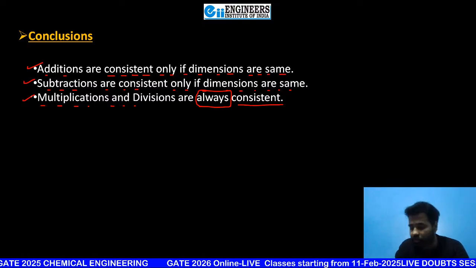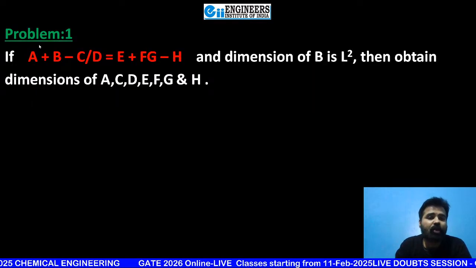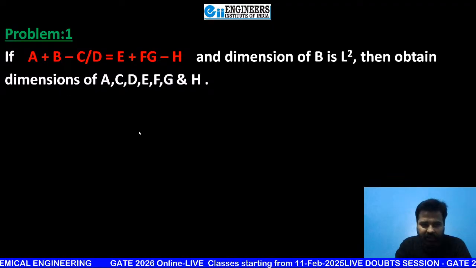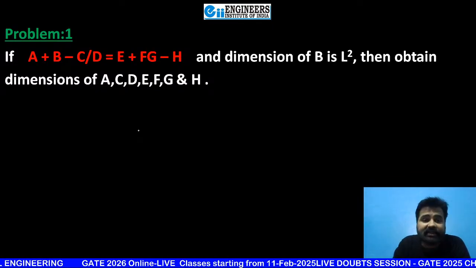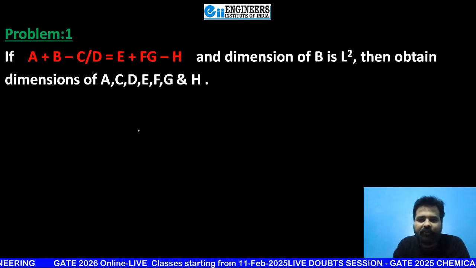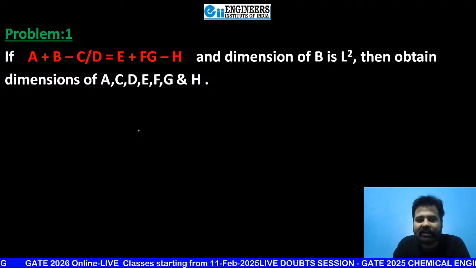Everyone clear? Shall we move forward? Chalo. So one beautiful question here, beta. Problem number one, my dear students. Please everyone solve this question. If a plus b minus c by d is equal to e plus fg minus h, and the dimension of b is L square, then obtain the dimensions of a, c, d, e, f, g, h.